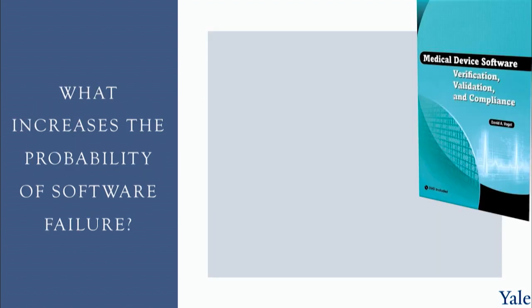So let's think a little bit about what increases the probability of software failure. Let's get a little bit of software specific here, and this is from a checklist from this book by Vogel, Medical Device Software Verification by then Compliance. It's a good book for professional engineers and it's highly recommended. The first thing that makes software fail is if it's large, so the size of the software item, and the second is the complexity of the software item. Those two combined can lead you to bad outcomes.